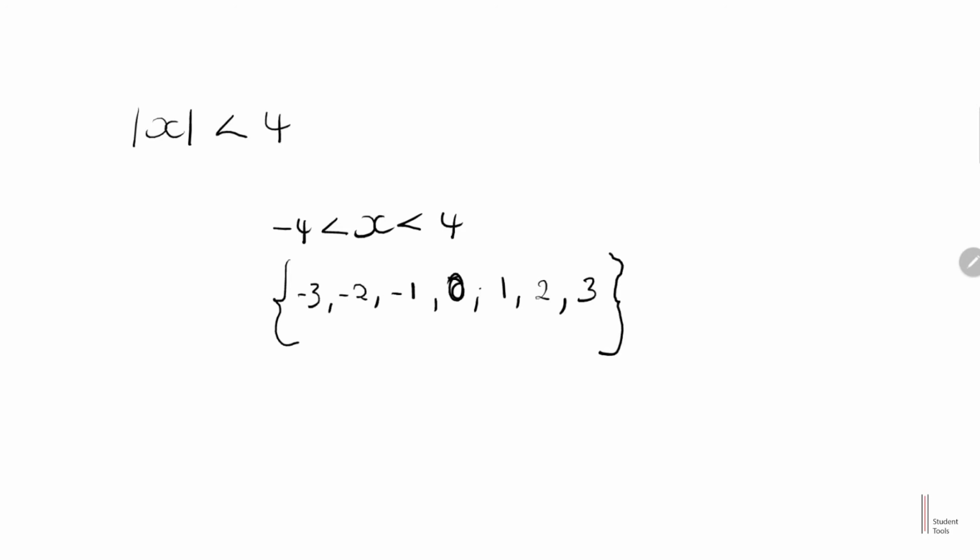So the question was, find the smallest possible value of x. So the smallest possible value of x is negative 3. So our answer here is negative 3. Now we're done with question 9. Let us move on to question 10.